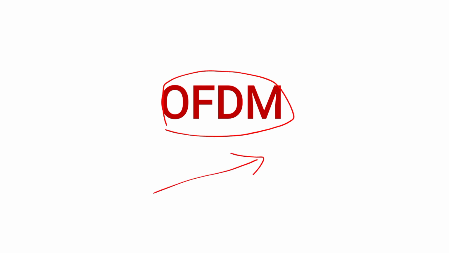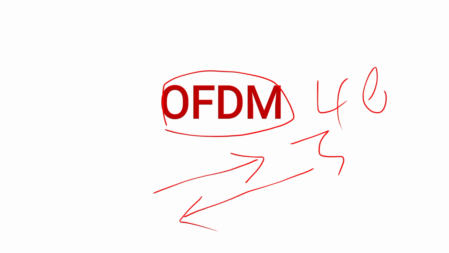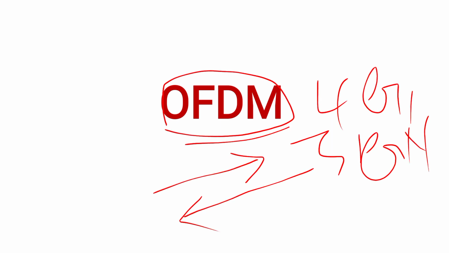Hello friends, in this video I am going to teach you what is OFDM. OFDM is nothing but orthogonal frequency division multiplexing. It is the modern communication technique which is used to transmit and receive the signals. It is used in 4G and 5G communications. In 4G and 5G communication we are using this OFDM technique for transmitting and receiving the signals.